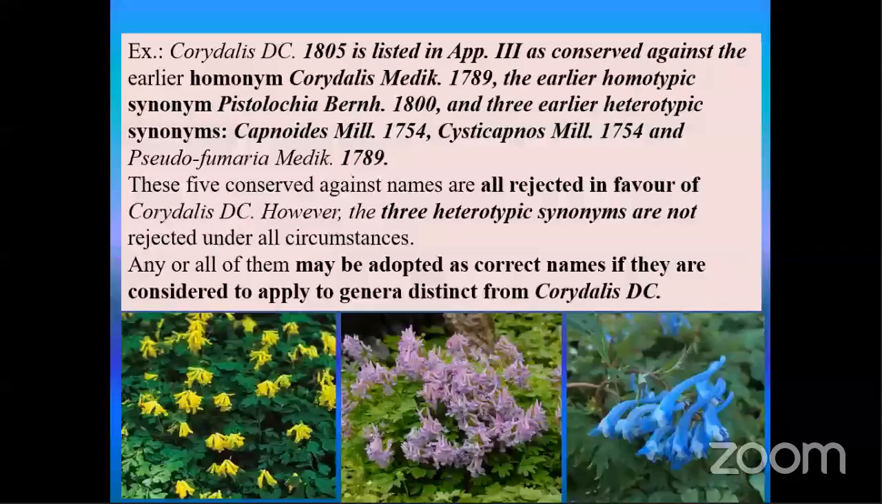Yeah, these are some examples. You can see, so I put one plant, so now it is Corydalis. So it is a conserved name against the recent name. Several things were proposed for the recent name, but it is now conserved. Next slide, please. Directly, you can go to the binding decisions of the St. John code.